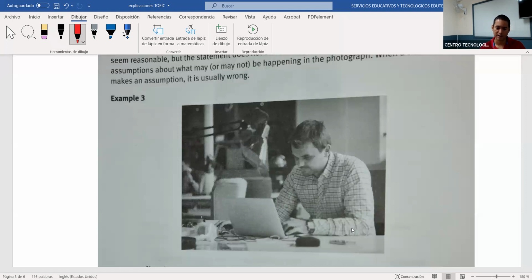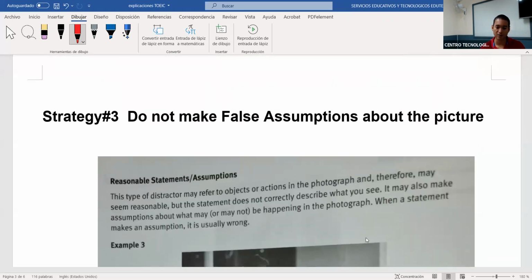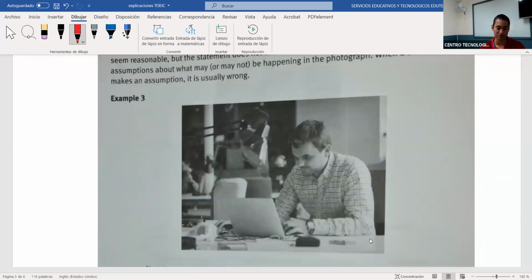Now, strategy number 3 is don't make false assumptions. So don't suppose, like I guess, I believe. Be careful. It's only what you see in the picture. So don't make false assumptions.